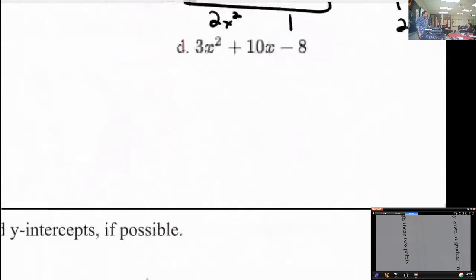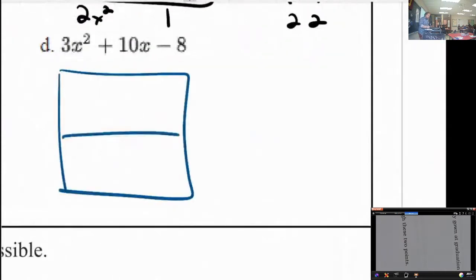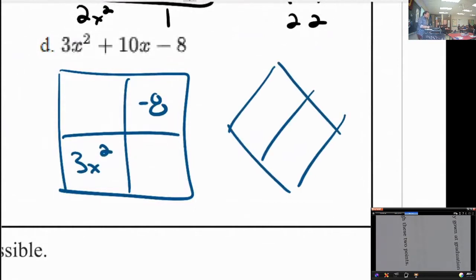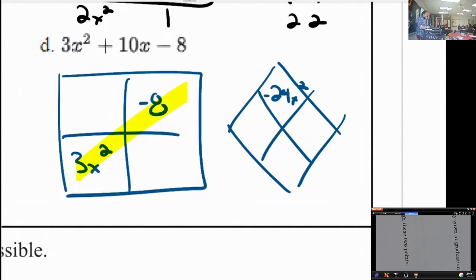And question C. Again, I'm suspicious that one of these might not work. So this one will probably be the one, but let's find out. It might. 3x squared, negative 8. We need two numbers that multiply to negative 24x squared, and they have to add to 10x. Actually, this does work. What multiplies to negative 24 and adds to 10?